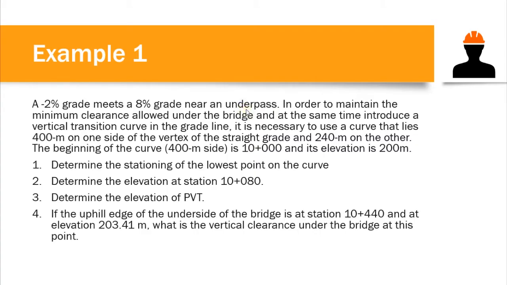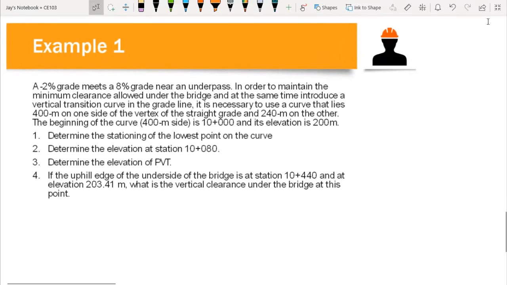Okay, now let's try to solve a problem. Example number 1. A negative 2% grade meets an 8% grade near an underpass. In order to maintain the minimum clearance allowed under the bridge and at the same time introduce a vertical transition curve in the grade line, it is necessary to use a curve that lies 400 meters on one side of the vertex of the straight grade and 240 meters on the other. The beginning of the curve, the 400 meter side, is at station 10+000, and its elevation is 200 meters.